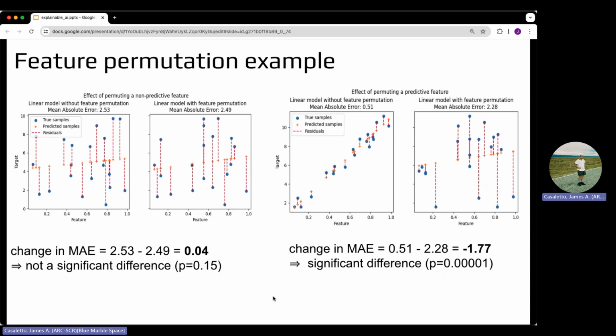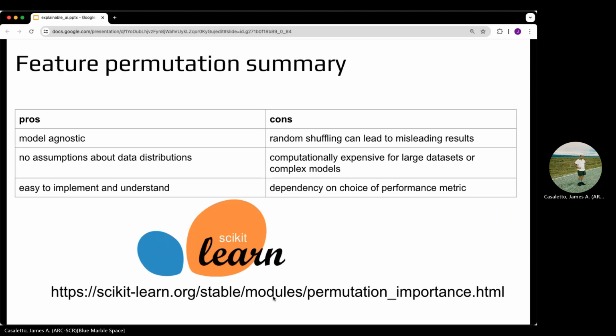On the right side figure, we observe that permuting a predictive feature breaks the correlation between the feature and the target, and consequently, the model statistical performance decreases. The change in model performance, again, mean absolute error here, is 0.51 minus 2.28, or negative 1.77. This negative 1.77 residual is statistically significant. The p-value is 0.00001. From this, we interpret that the feature we permuted is important in the overall model predictions.